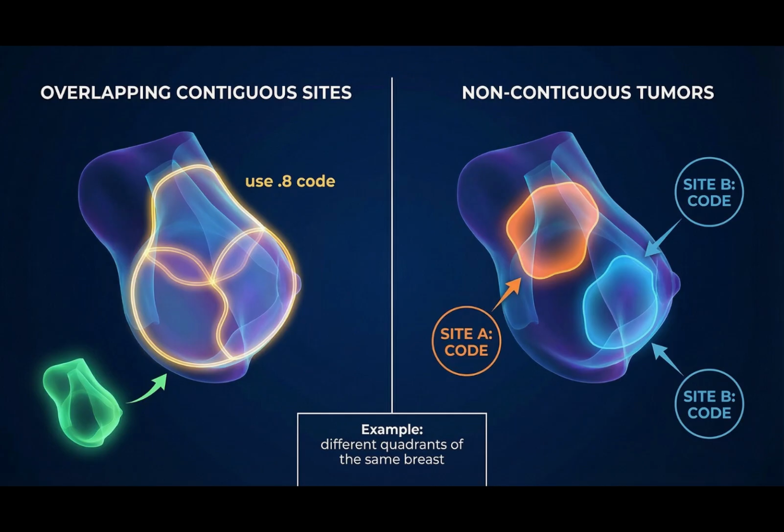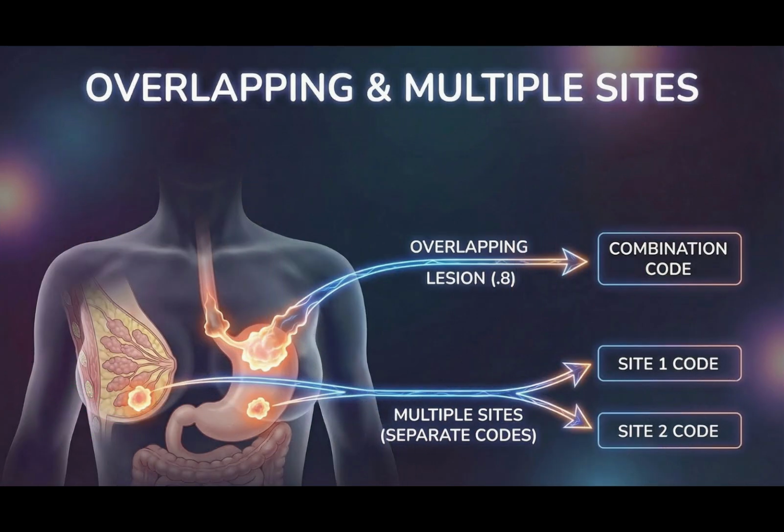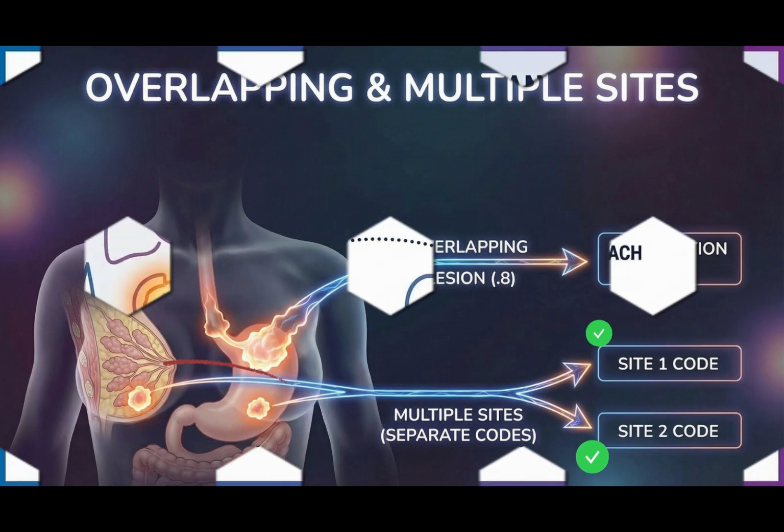On the other hand, when a patient has multiple tumors in non-contiguous sites, for example, tumors in different quadrants of the same breast, these are not considered overlapping. In those cases, each site represents a distinct tumor location, and ICD-10 requires you to assign a separate code for each site. Remember this rule: touching sites, use overlapping. Separate sites, code each one.